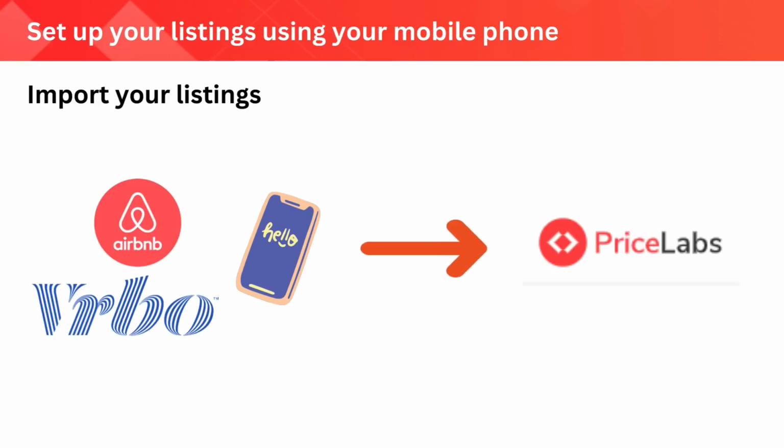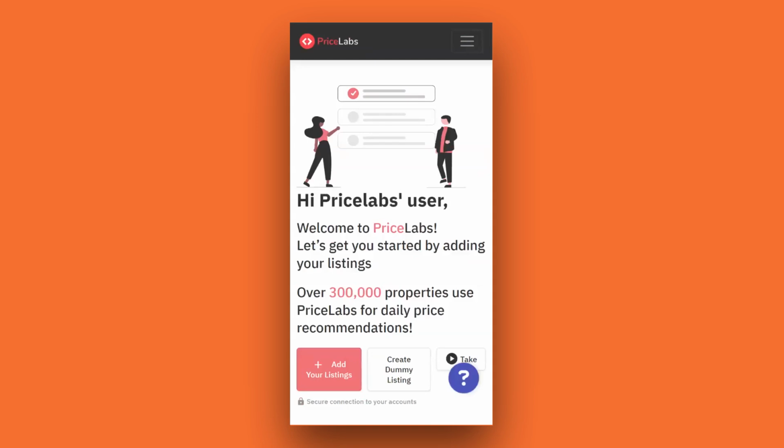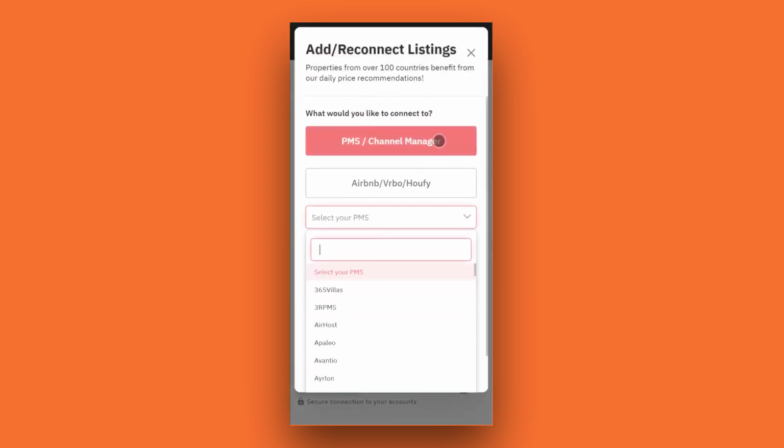Whether you are setting up your account on your desktop or using your mobile phone, the first step that you need to do is to import your listings from your Airbnb, VRBO, or if you are using one, your PMS or channel manager. Once you have created your account and you go to dynamic pricing, this is the first page that you will see. To start adding your listing, click Add Listings, and then if you are using a PMS or channel manager, you can select PMS Channel Manager. If not, you can select Airbnb, VRBO, Hostfully.